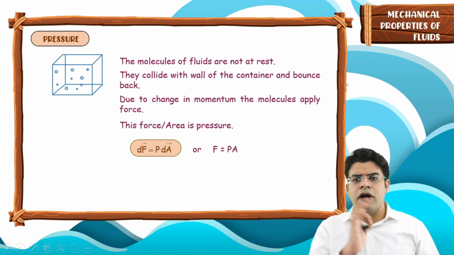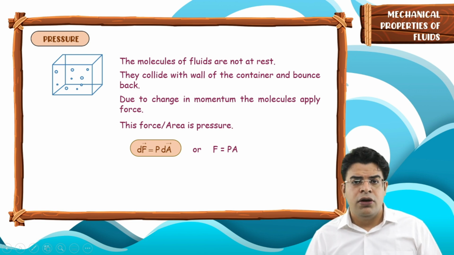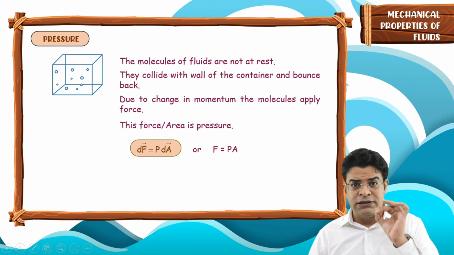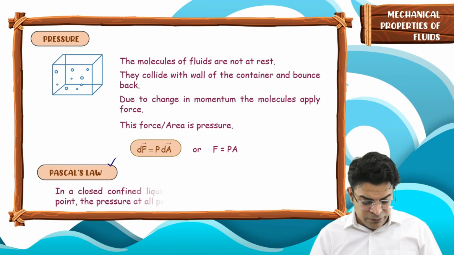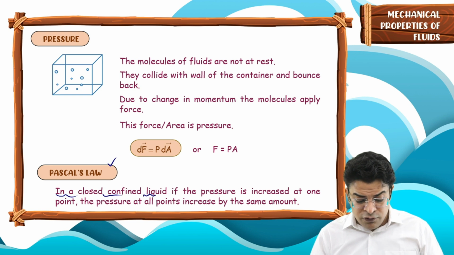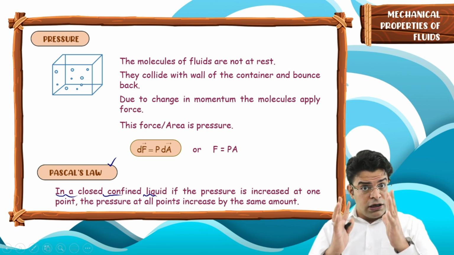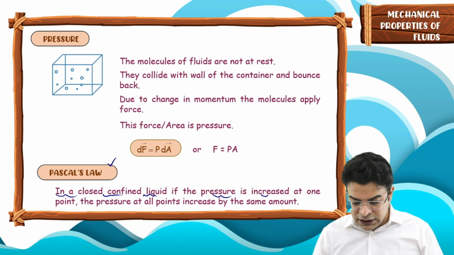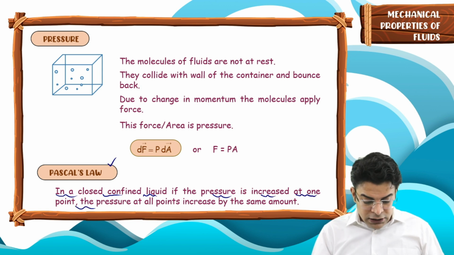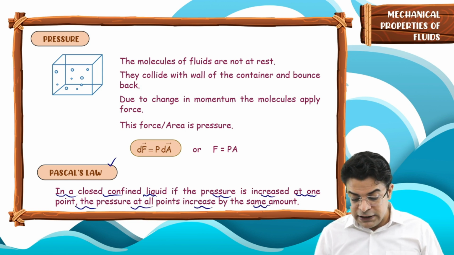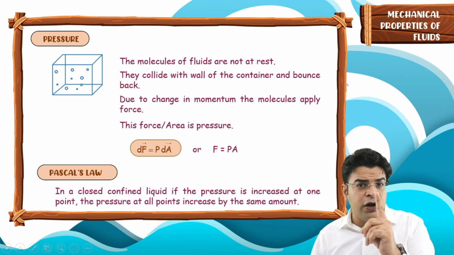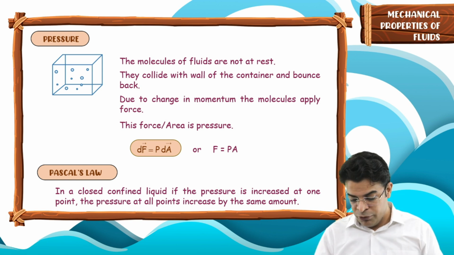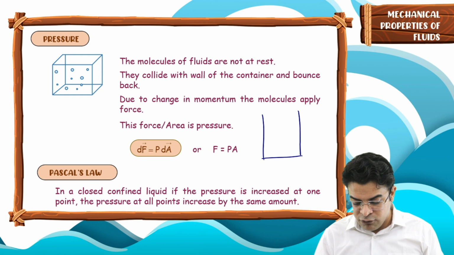Now we need to talk about something called Pascal's law. The Pascal's law tells us something important and you need to understand this. The Pascal's law says that in a closed confined liquid, if the pressure is increased at one point, the pressure at all points increases by the same amount. So if you increase the pressure at one point of fluid, the pressure at all points in the fluid increases by the same amount. So for example, let's say we have got this container.